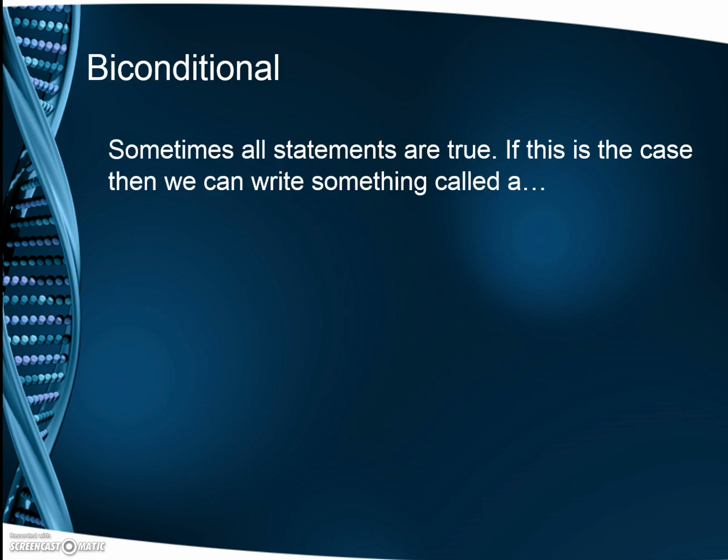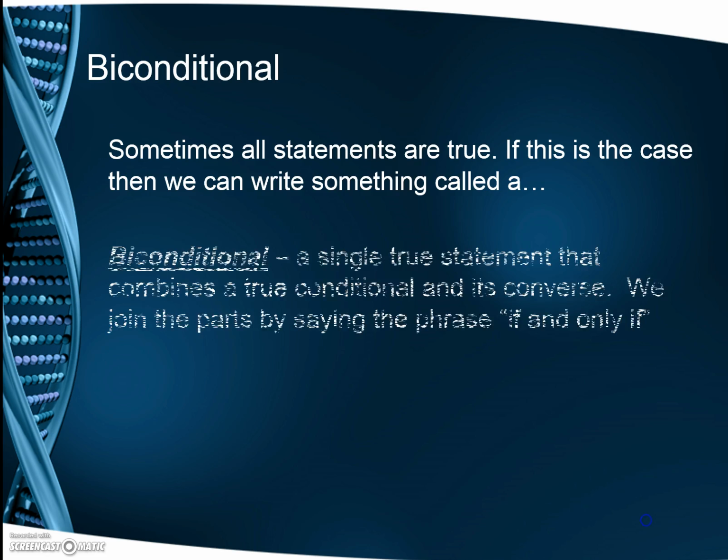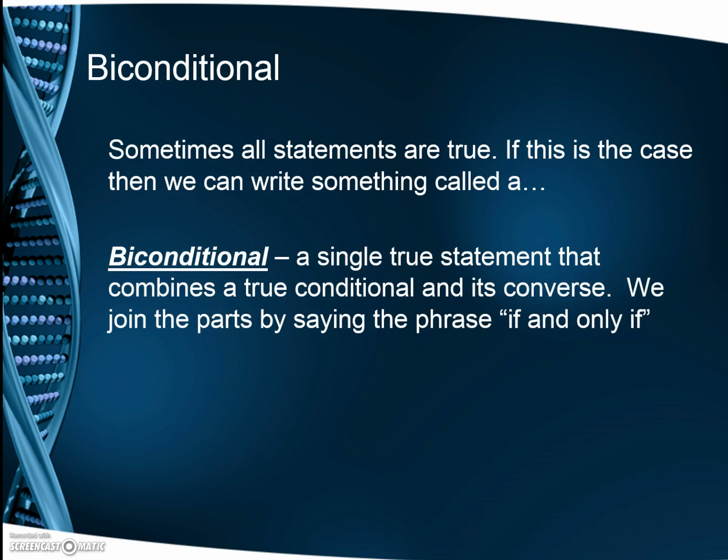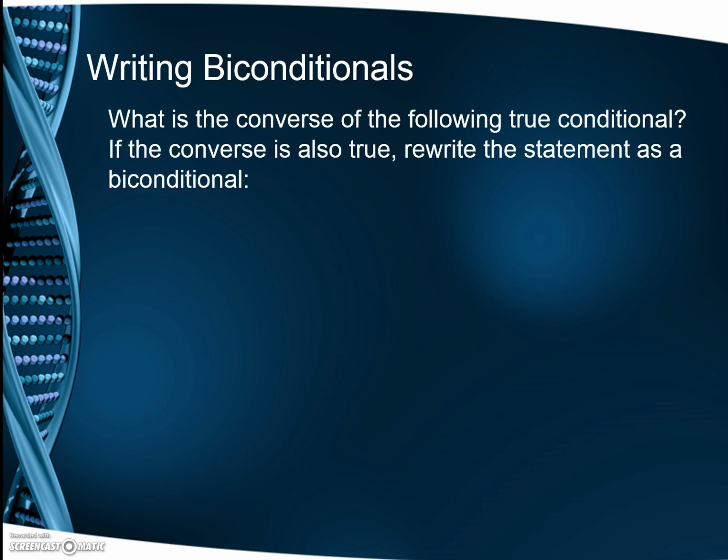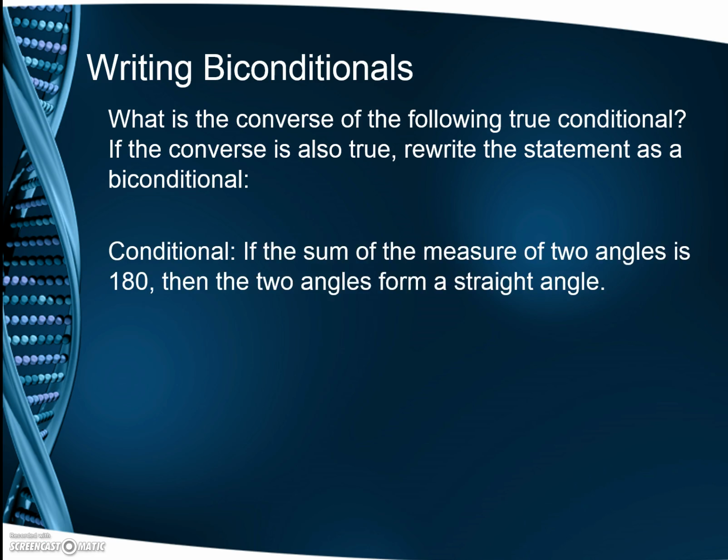But we also have one other type, which is called a biconditional, and this is when we have ourselves a single true statement, where we have a conditional and its converse. If they're both true, then we can join everything and put an if and only if in the middle. So an example of that would be the conditional: if the sum of the two measures of angles is 180, then the two angles form a straight angle. And this is something that we know. Two things that are adding up to 180 can form a straight angle.